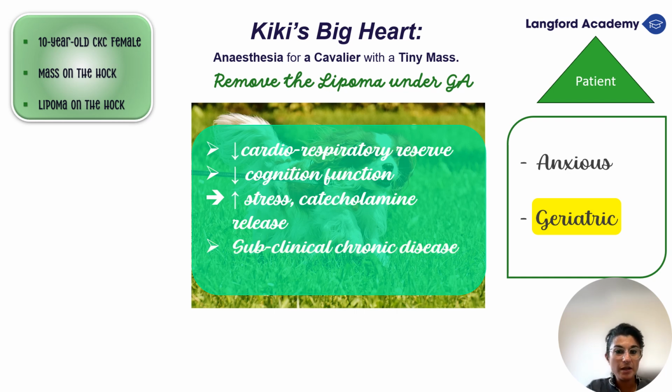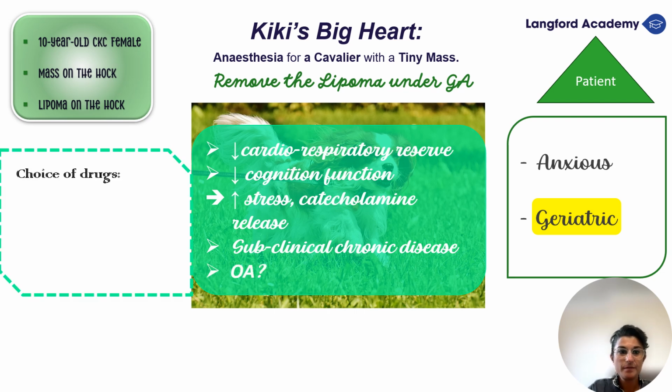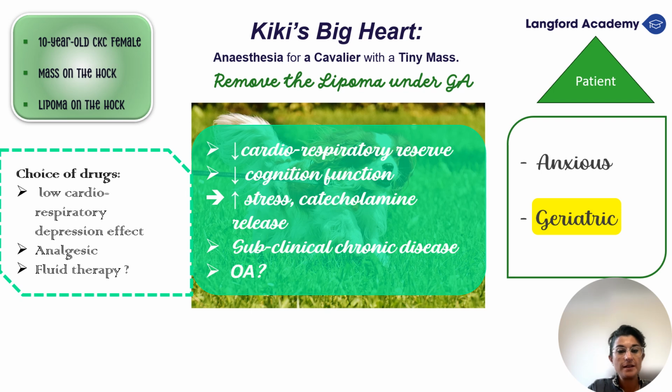They also have subclinical chronic disease that you can always or not always find on the blood sample, and they most likely have OA, which further increases the risk of pain. So when you think about the drugs, you want to use drugs with a low cardiorespiratory depression effect, which potentially could be analgesic, but you also have to think about your fluid therapy plan.